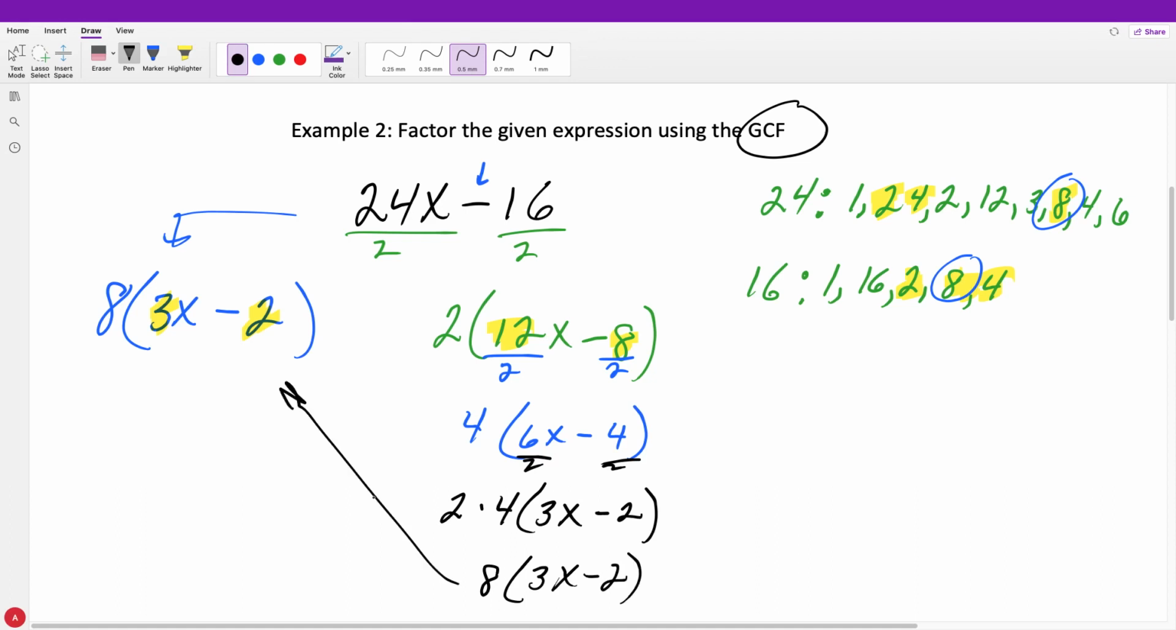So you see, even if you needed to do it step by step with smaller numbers, you'd still get the same answer. It's just obviously a little bit quicker and faster if we can identify the GCF from the beginning, but it's not the end of the world if you can't. All right, there's one more question that we're going to do, and then that'll be it for this video.